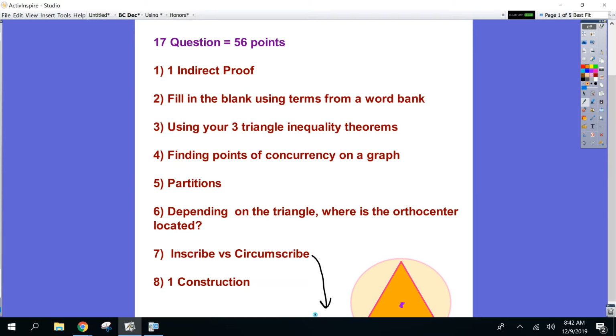Fill in the blank using a word bank. Basically, the intersection of the medians is called the blank. You've got to fill it in with the correct term. There are a whole bunch of terms down below in the word bank. You're not going to use all of them.